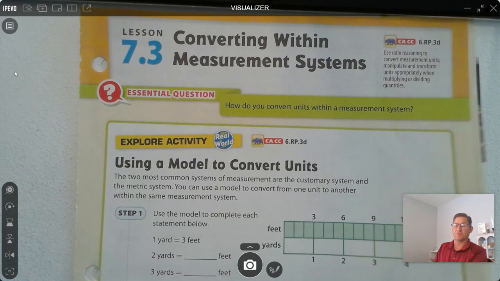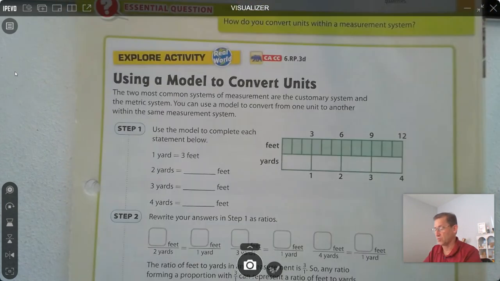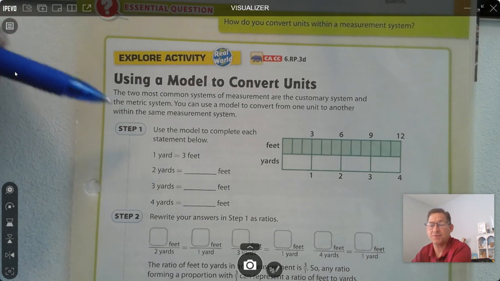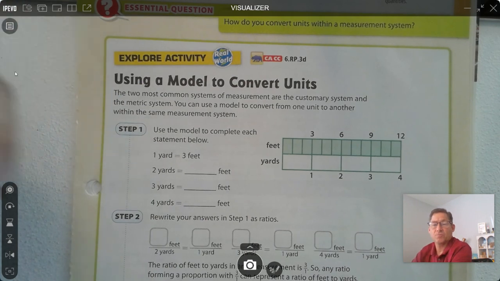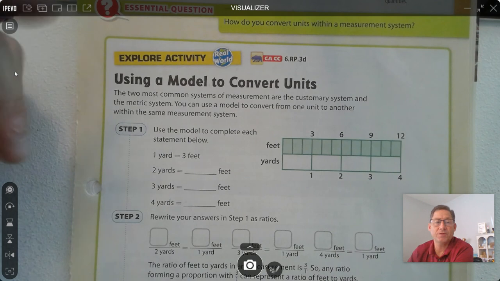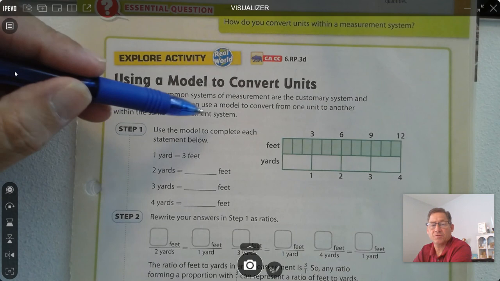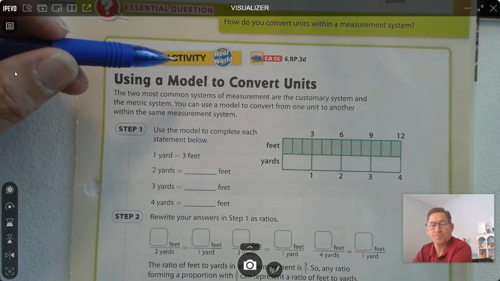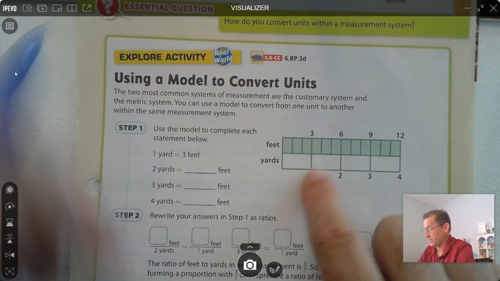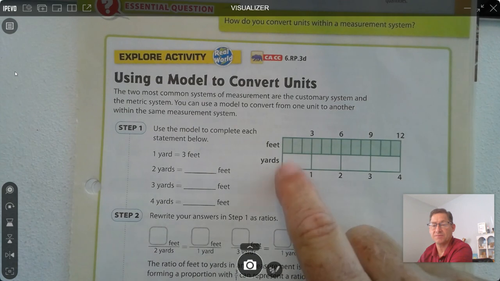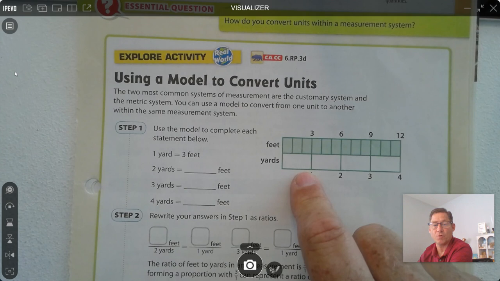So we can use a model to convert units. The two most common systems of measurement are the customary system and the metric system. We can use a model to convert from one unit to another within the same measurement system. So let's use the model to complete each statement below. So 1 yard we see is 3 feet. Okay, 3 feet per yard. So a yard is bigger than a foot, right? It takes more feet to equal the same unit in 1 yard.